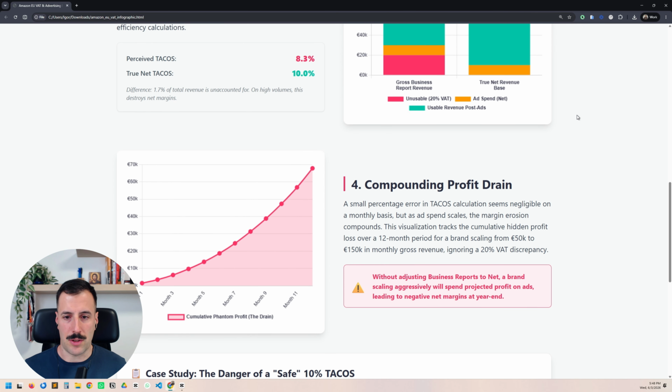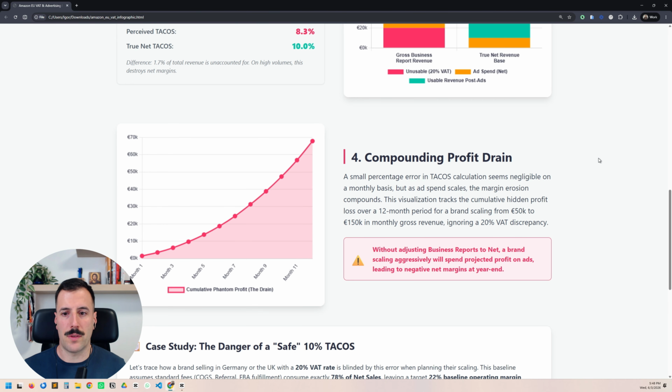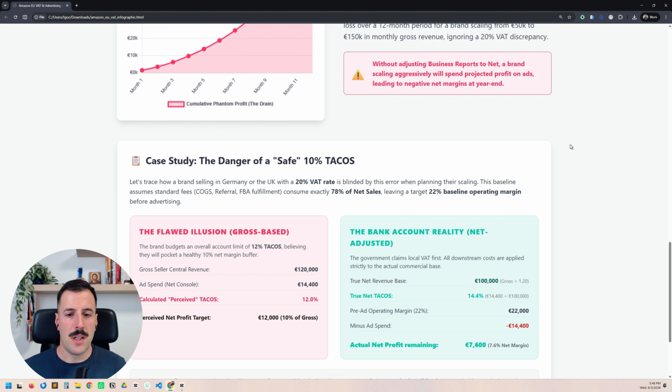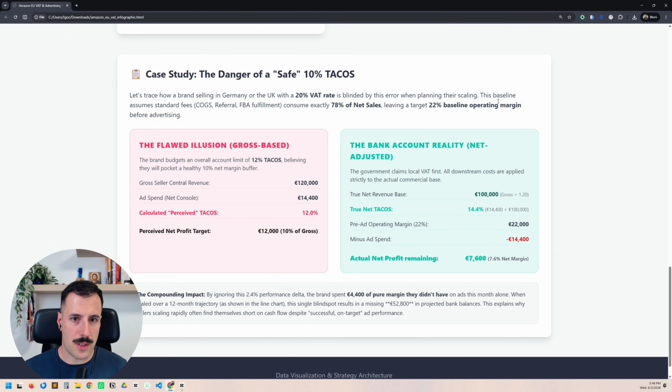So take a look at this. This is the actual graph of a compounding profit drain, for example, when you scale from 50 to 150K in monthly gross revenue. So let's go into details. Case study. Let's trace how, for example, a German brand or the UK with a 20% VAT rate is blinded by this error when planning their scaling.